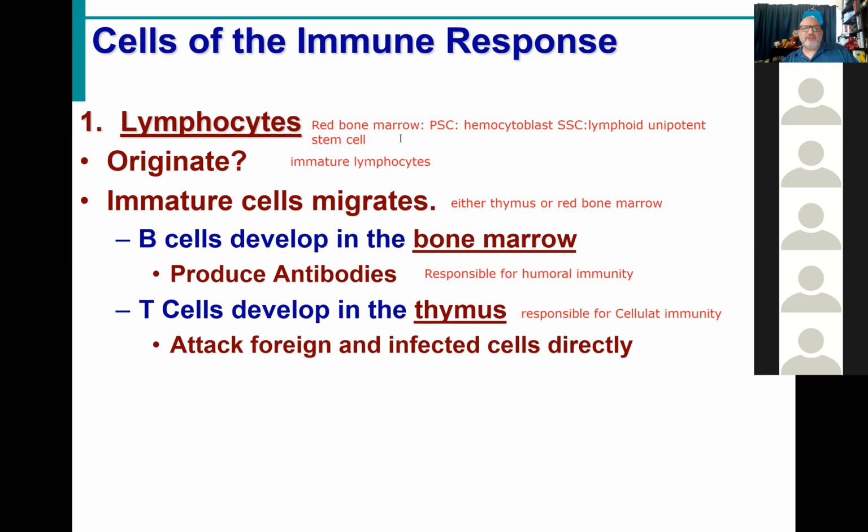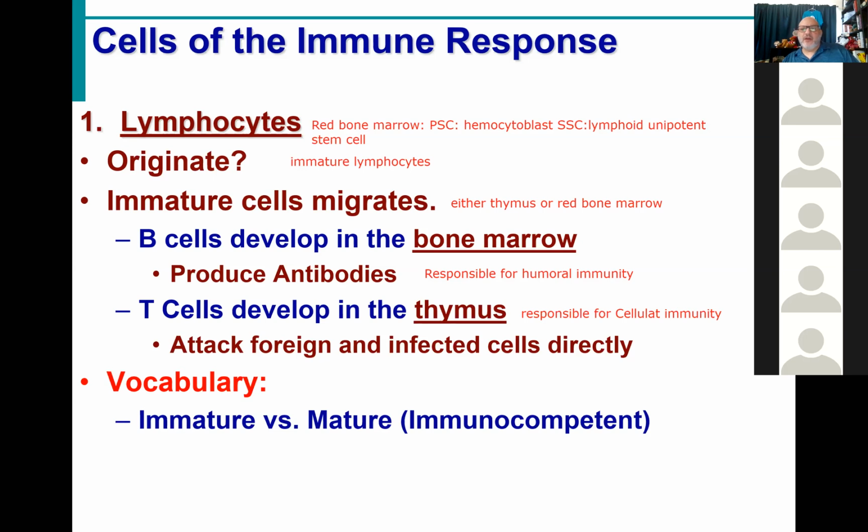We have a pretty picture that goes along with this, but we have to talk a little bit about vocabulary, right? When I say immature, I don't mean immunocompetent. All right, well, let's say it this way. What do I mean when I say immature? Not mature yet. But what does that mean? What does it mean to not be mature for these particular cells?